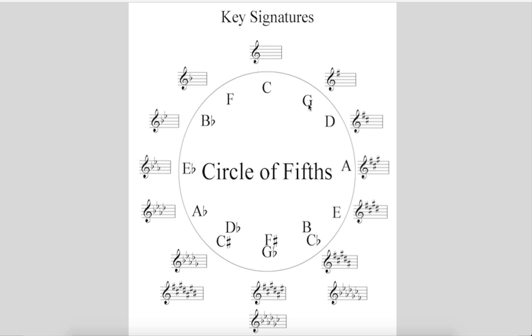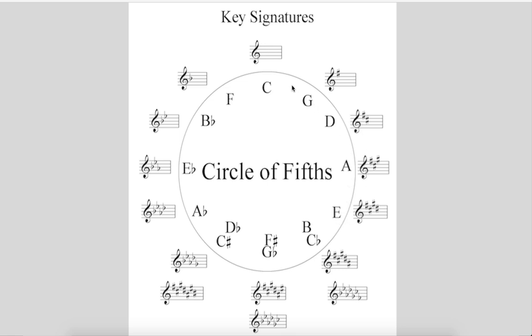So then we're on G. If we count up 5 notes, we get to D. And here's the key of D, right? We count up 5 notes, we get to A. And this is the key of A. We get to E, and that's the key of E, counting up 5 notes around the circle.